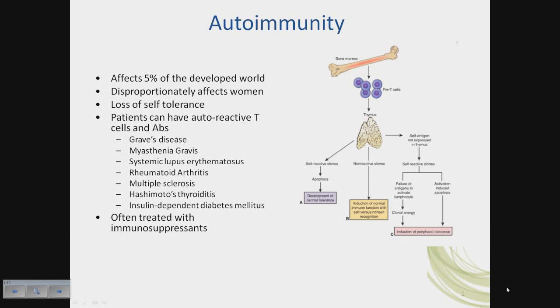Autoimmunity describes the loss of self-tolerance by the lymphocytes. Basically, the T cells and B cells now attack the body's own tissues. For some reason, and there are a few theories as to why, women are more afflicted with autoimmune disorders than men. Some of the autoimmune disorders I will discuss are listed here.